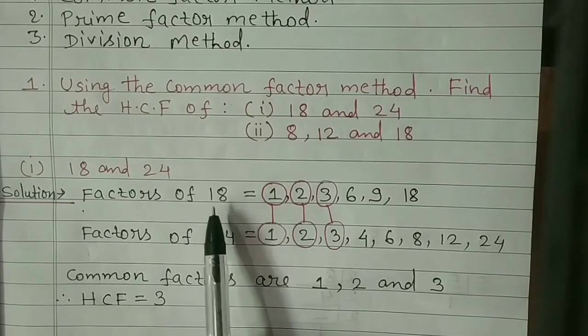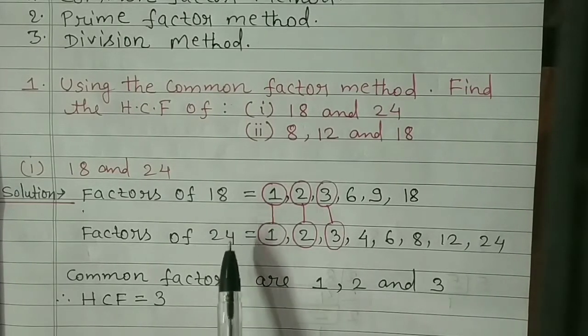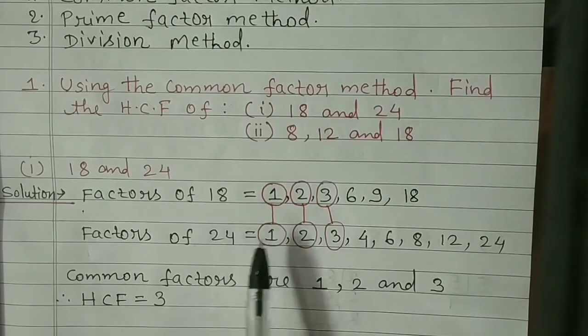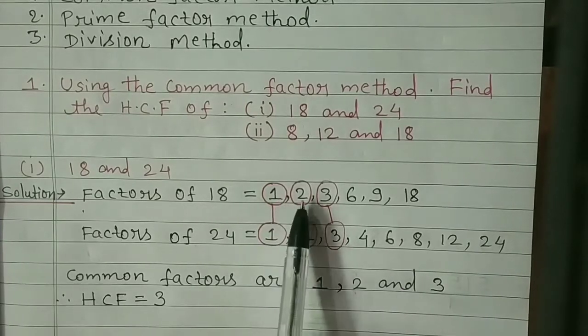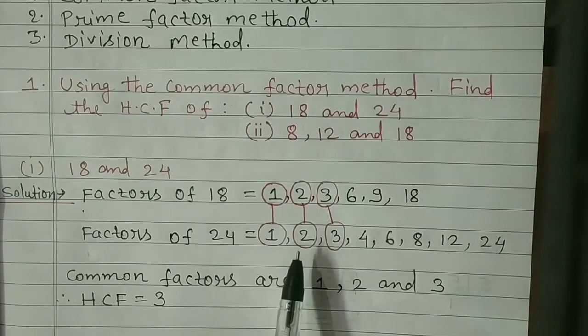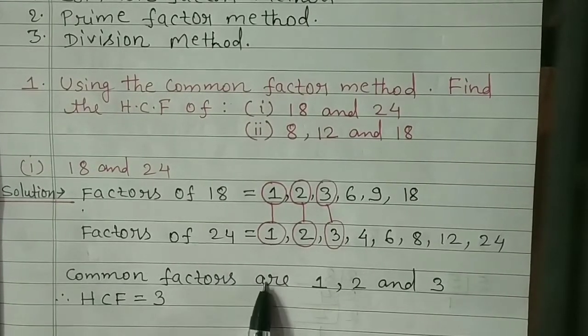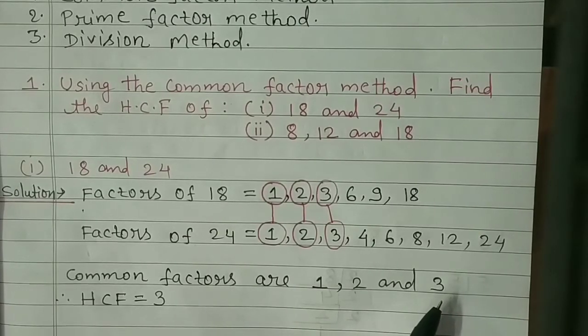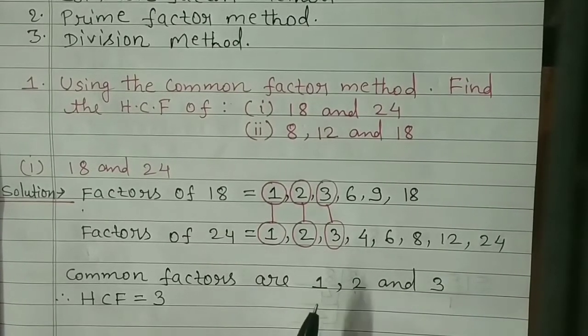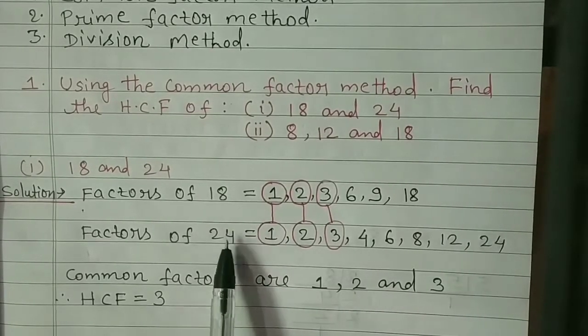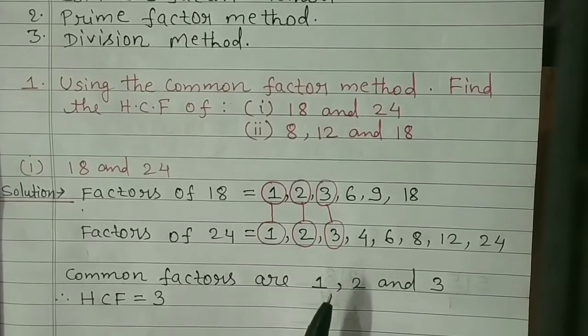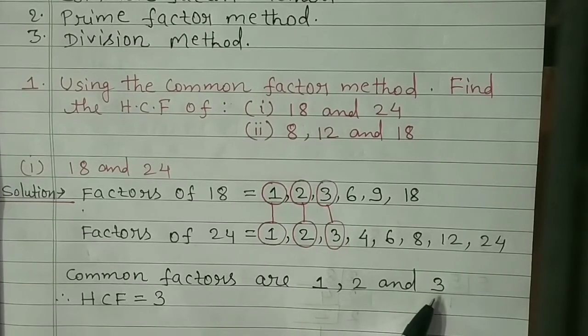Now, we are going to find the common factors of both the numbers. Means the factors which are factors of 18 as well as the factors of this 24. Okay? So, as we can see here, this 1, 2 and 3 are the common factors of both the numbers. Okay? Now, I have written here, common factors are 1, 2 and 3. Clear? Now, among these common factors, which is the highest number? This number 3 is the highest number. So, this common factor is the highest common factor because it is the largest. It is the highest number. Okay?